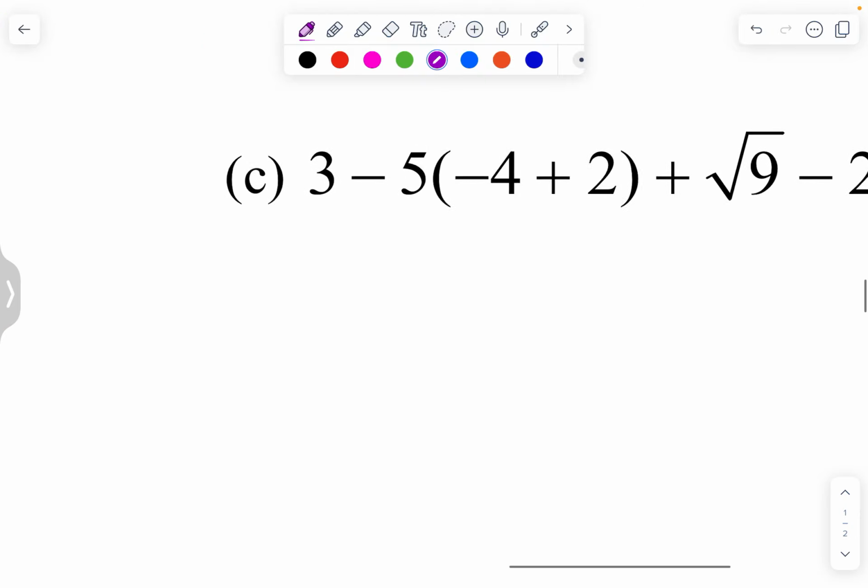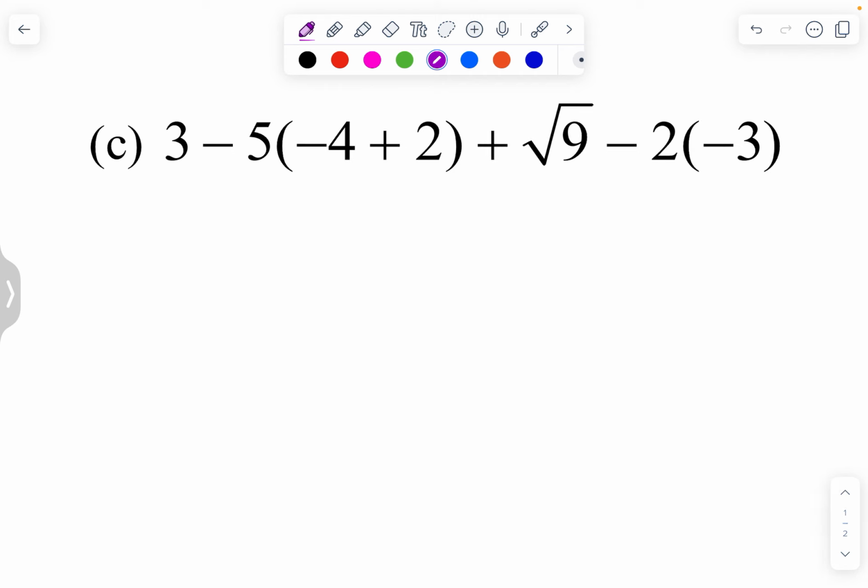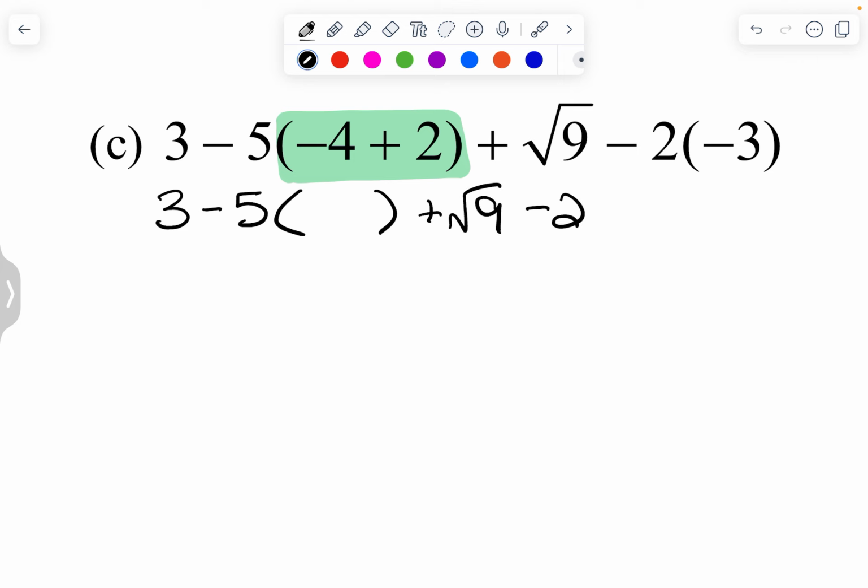Last but not least here on this note sheet is part C. Yep, I got all the bits, parts, and pieces there. All right, let's take it apart. Step 1, anything inside the parentheses? And the answer is yes. I have work right here. So let's see, 3 minus 5. What's inside the parentheses? I'll figure it out in just a second. Let's see. Negative 4 plus 2. More negatives than positives. 2 more of them.